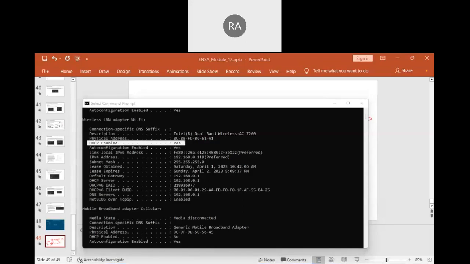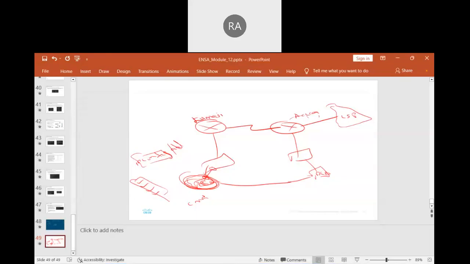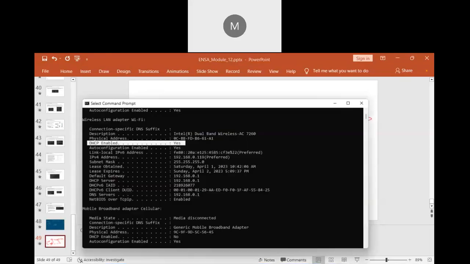Sir, mostly what I do is that I go to the network settings and then check the IP version 4, whether it has been given a status. You mean from the control panel? Yes. Okay, let me go there and show you that one too. That one is also good.